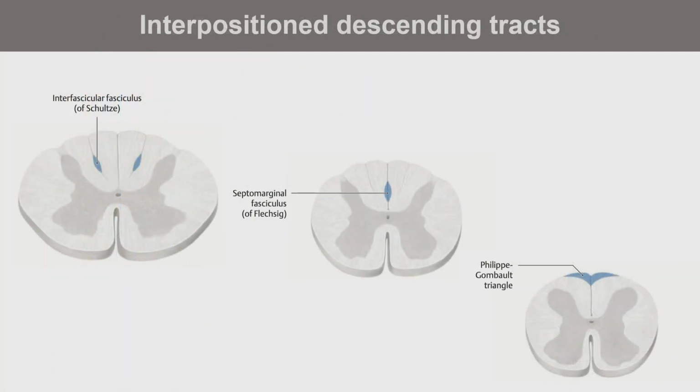What is important? I have said that we have some coordination between limbs. The coordination between limbs has to be done with some connections. Those connections are so-called interpositioned descending tracts. Those are the interfascicular fasciculus, septomarginal, and dorsal triangle, which are typically leading the information down.